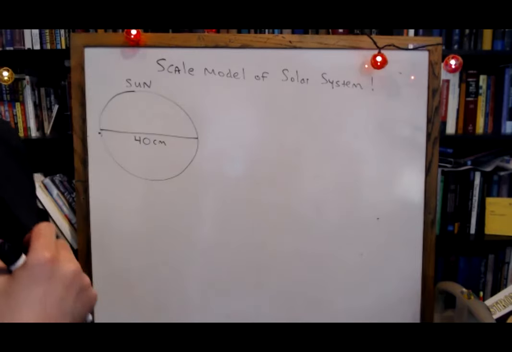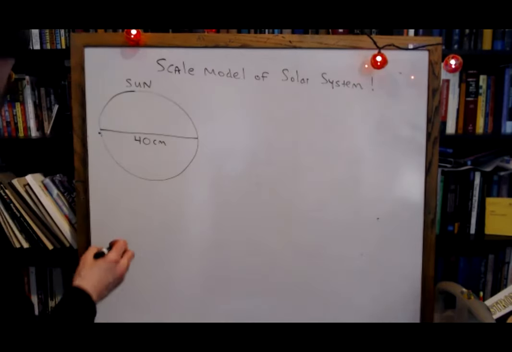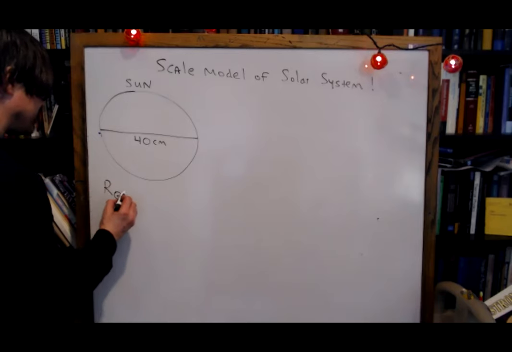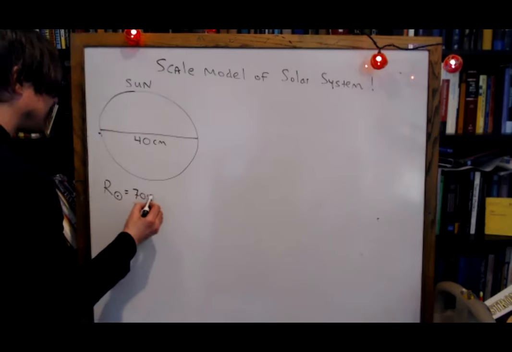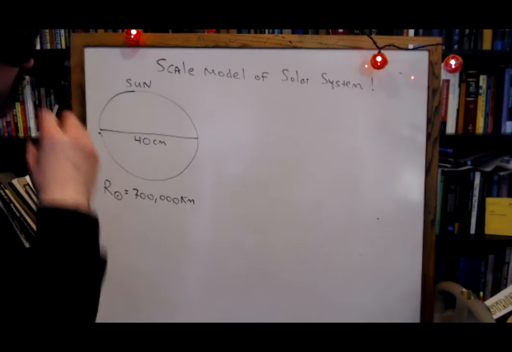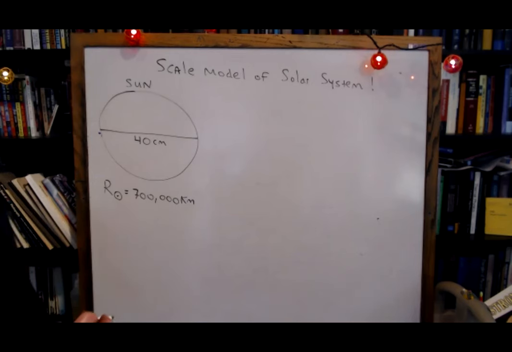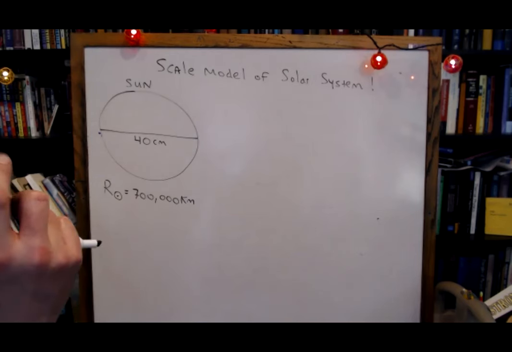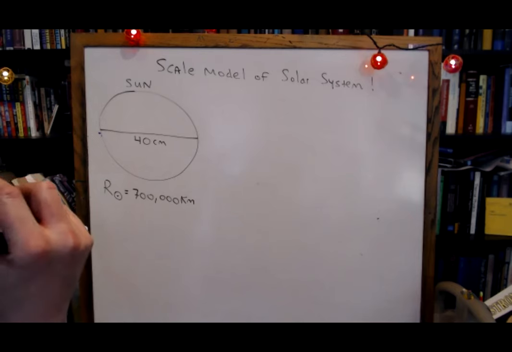Now, we have to know how big the sun really is. I know that the radius of the sun, by the way, this is the astrological symbol for the sun, is about 700,000 kilometers. So what would the diameter be if I multiplied the radius? The radius times two is the diameter, correct? What's 700,000 times two?